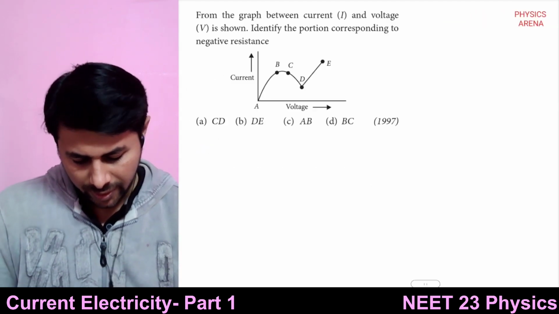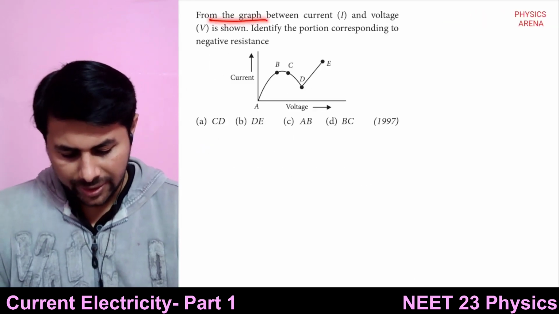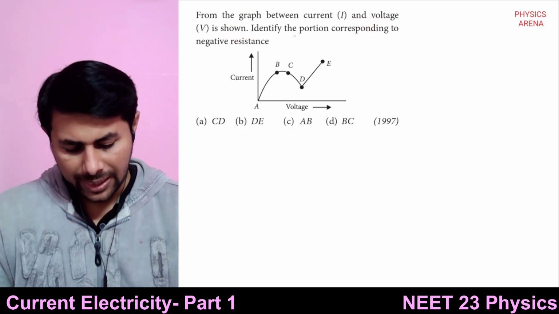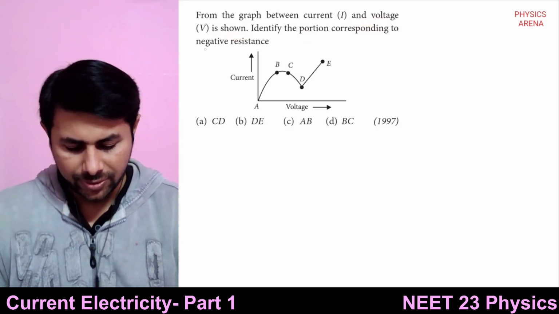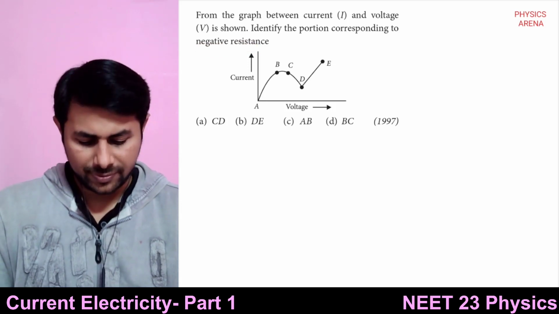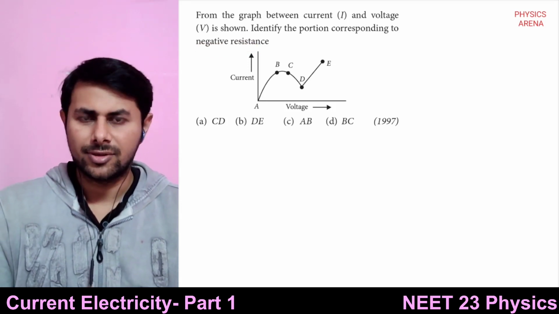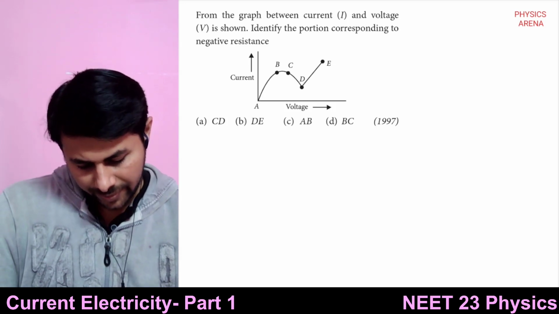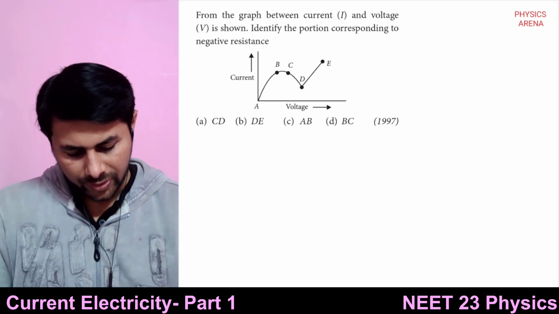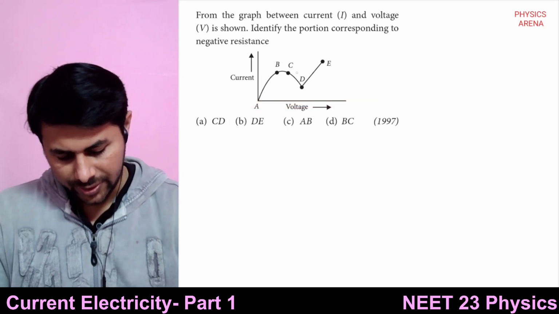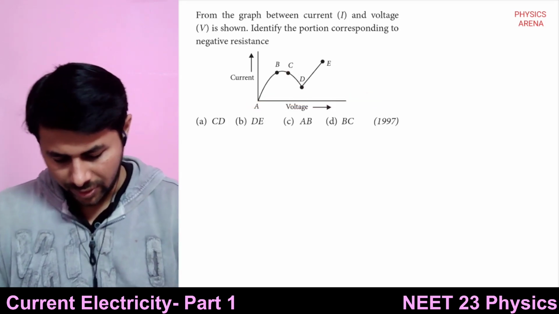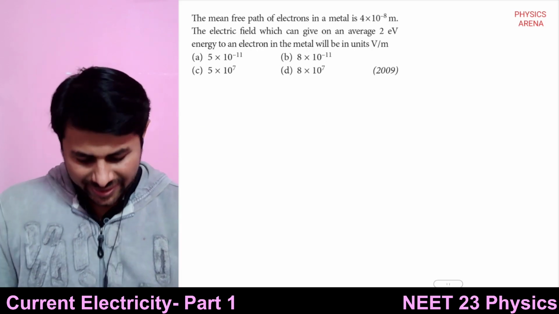Option C. Next one. From the graph between current and voltage V is shown, identify the portion corresponding to negative resistance. This is simple. Is it A? Yeah. So as you increase the voltage, the current is decreasing. Okay. So it's option A. Right. Let's see next question.